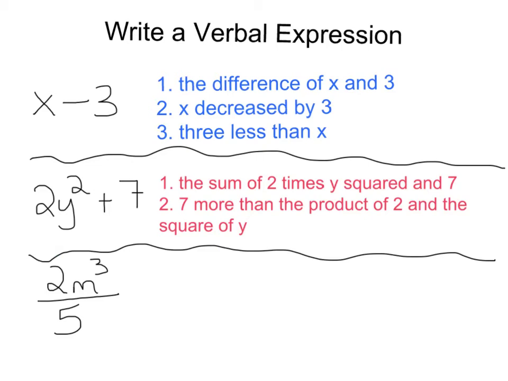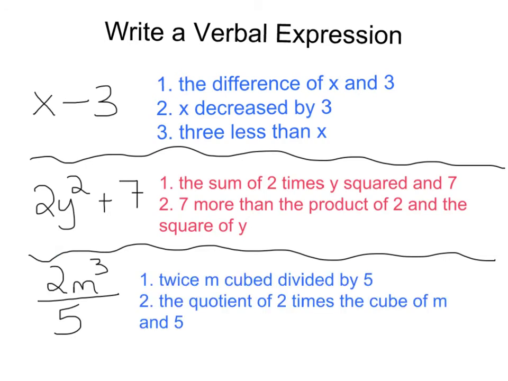I want you to now pause the video and see if you can come up with one on your own for the third one, and then compare yours to mine. My 2 examples are twice m cubed divided by 5, or you could write the quotient of 2 times the cube of m and 5. And remember, yours could be slightly different than mine, but still be correct.